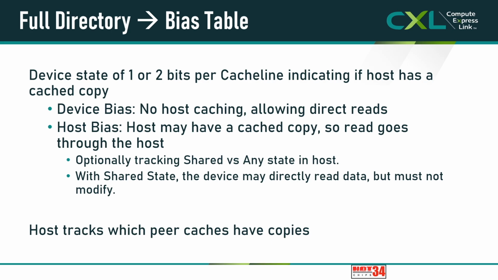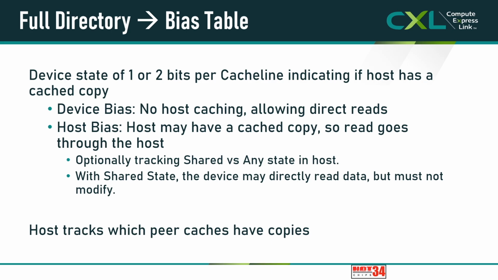Now, optionally, this host bias state can track shared versus any state. And with the shared state, it basically allows the device, even if the host has a shared copy, the device may directly read its own data, but it can't modify that data without changing the cache state in the host to get exclusive. But it can do direct access for shared state.